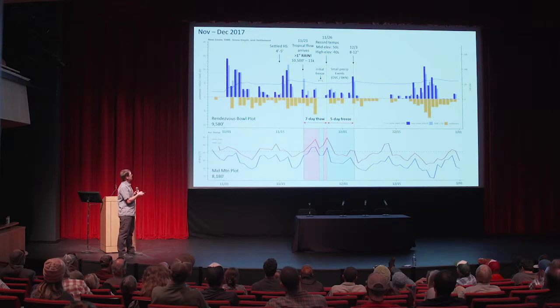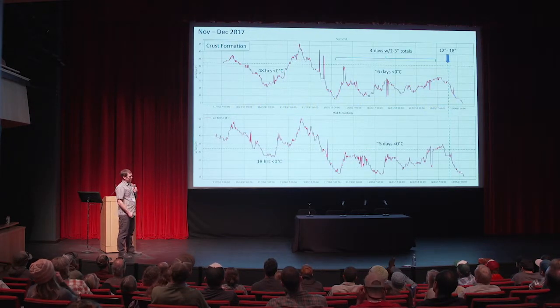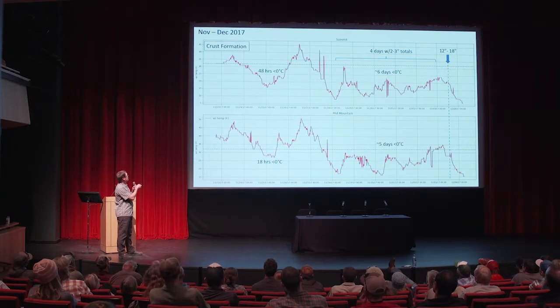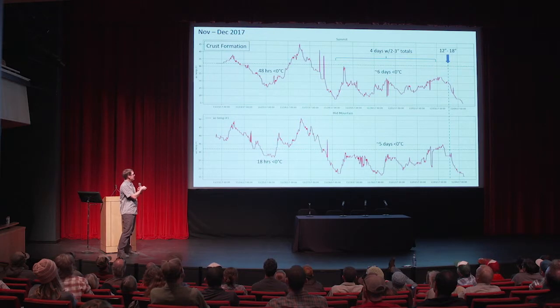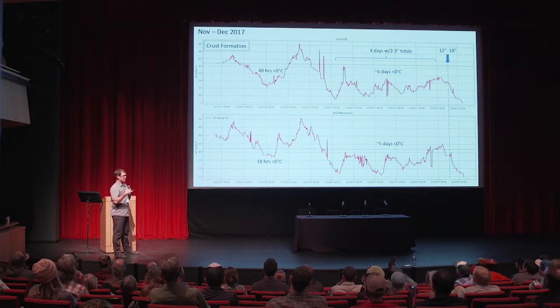So what I want to do is take a closer look at these temperatures, because this is really important when we're thinking about the formation of the crust. And you've got to go to the 15-minute data to really look at the temperatures and the timing. You can see this initial freeze was about 48 hours below freezing at the summit, but it was only 18 hours below freezing at mid-mountain. So this was a really initial formation of the crust. There was probably still a lot of heat in the snowpack, liquid water in the grain space, things like that.